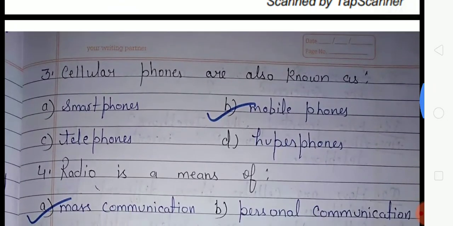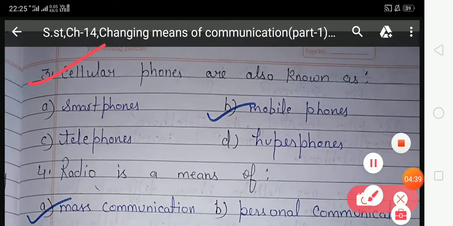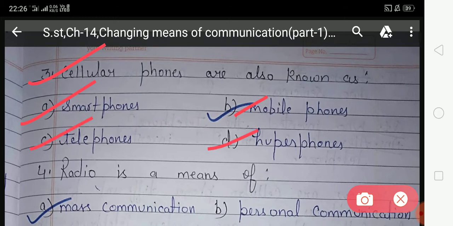Now look at the third. Cellular phones are also known as. Option A smartphone, option B mobile phone, option C telephone, option D hyperphones. Which option is correct? Option B is correct. Cellular phones are also known as mobile phones, so you have to tick option B.